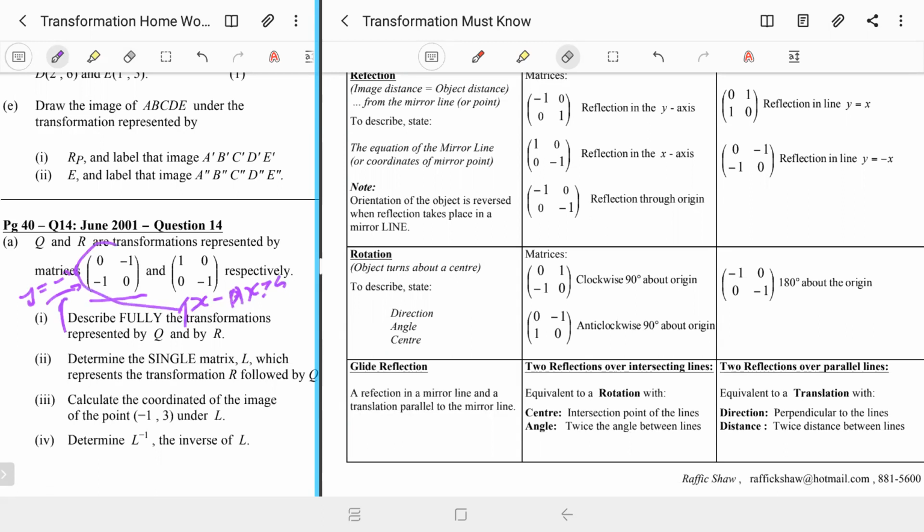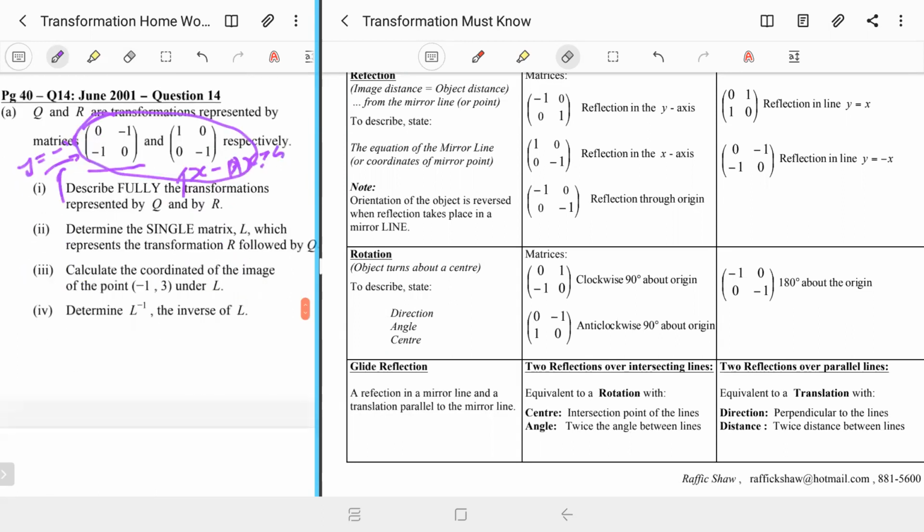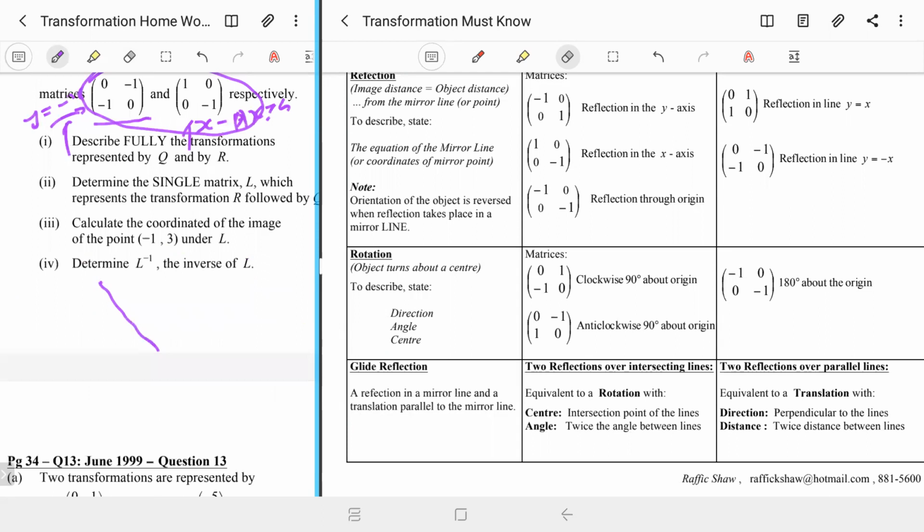Those two give one rotation of 180 degrees, you know. How do I know? You have y equals minus x, and here I have the x-axis. The angle between those two lines is 45 degrees, so the two of them are equivalent to a 90-degree rotation. I'm asking for the single matrix. It's going to be a 90-degree rotation matrix. I know the answer already.